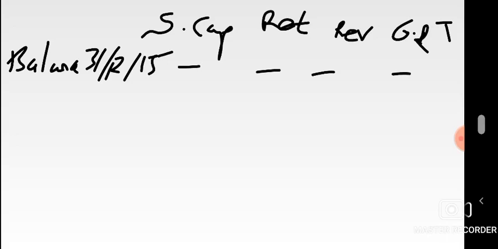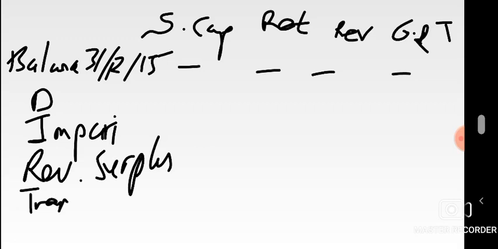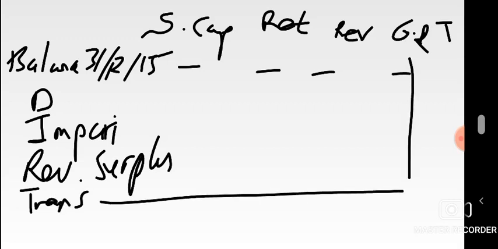E.g. dividends. Dividends should be part of the statement of changes in equity. After dividends, you can also look at things like impairment. Impairment is another key component of your statement of changes in equity. Revaluation surplus is also a component here. So that's another thing you can look at. Then transfers to general reserve. Just as the name has stated, a transfer to general reserve should come here. That's where it should be placed.